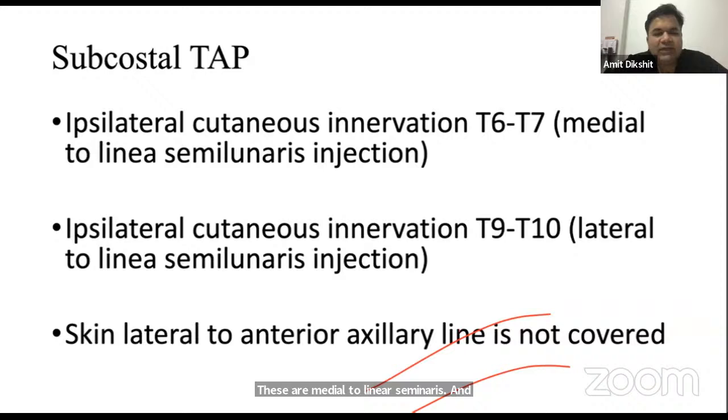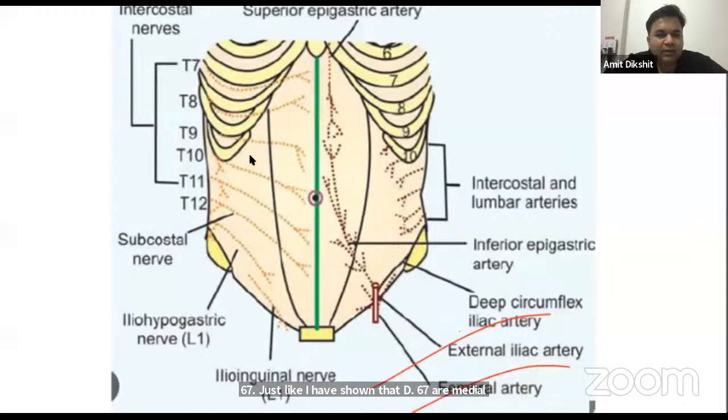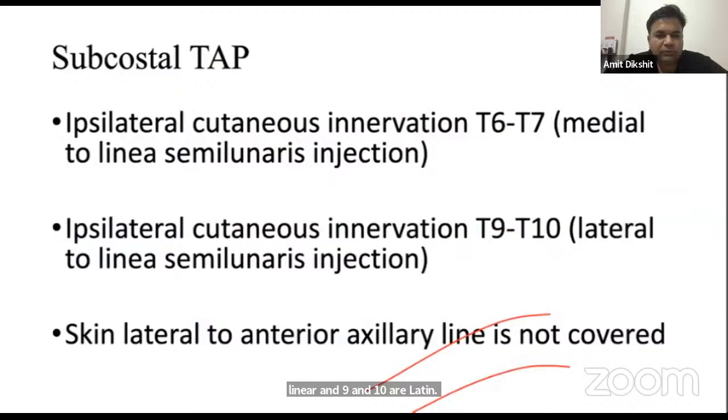So if we have done a medial injection, it will cover only T6, T7. Just like I have shown, T6, T7 are medial to the linea semilunaris, and T9 and T10 are lateral. So we have to do a spread in such a way at this junction.